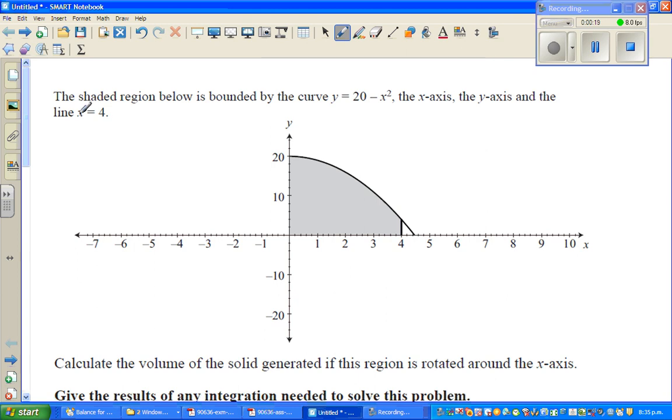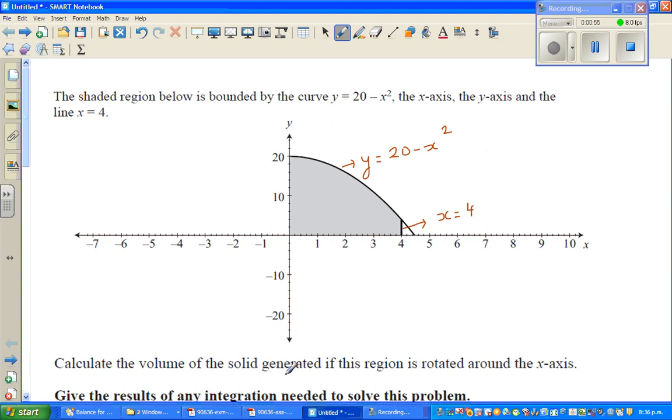The shaded region below is bounded by the curve y is equal to 20 minus x squared. Now this is the curve y is equal to 20 minus x squared. The x-axis, this is the x-axis, the y-axis, and the line x is equal to 4. Now this line, they've only drawn a part of it, is x is equal to 4. So basically this is the shaded area.